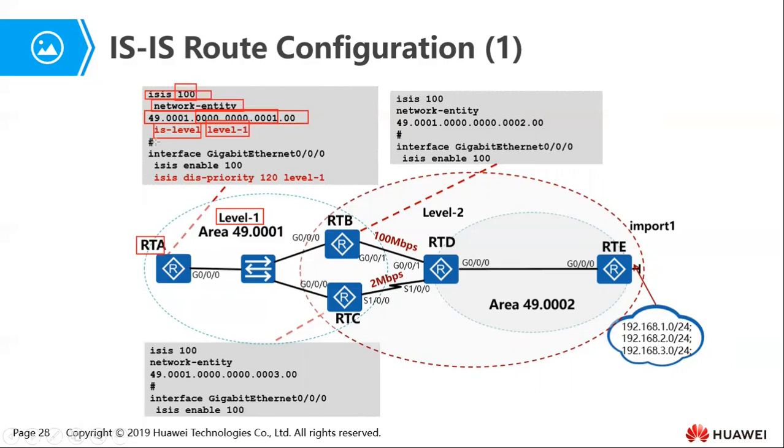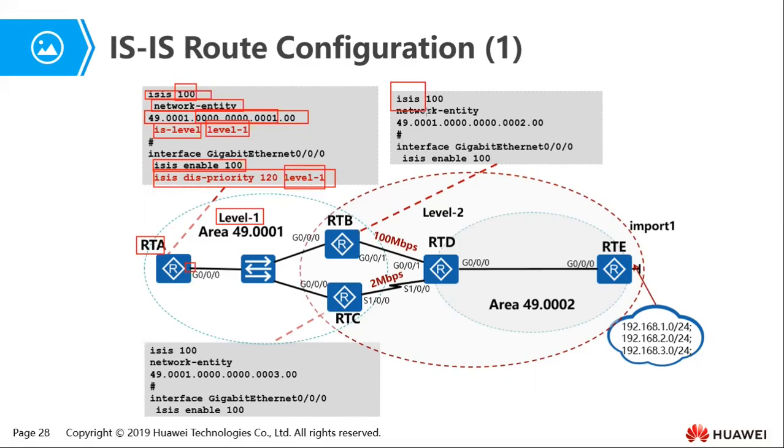Now, after doing that, the next thing you need to do is to go to this interface in RTA and enable IS-IS. You use the command isis enable 100. The other thing we're going to do there is to change the IS-IS priority so that RTA can be elected as the DIS. The command is isis dis-priority 120. We are changing the priority for this particular area, which is level 1, so we specify that.